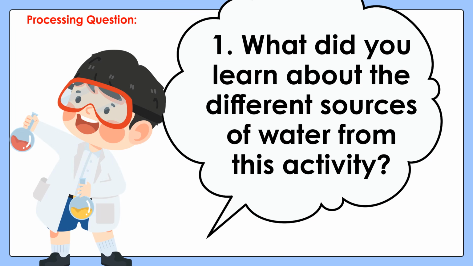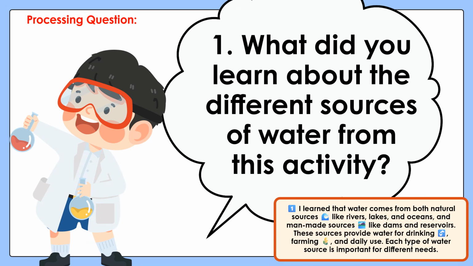Here are the processing questions. First, what did you learn about the different sources of water from this activity? The answer: I learned that water comes from both natural sources like rivers, lakes, and oceans, and man-made sources like dams and reservoirs. These resources provide water for drinking, farming, and daily use. Each type of water source is important for different needs.